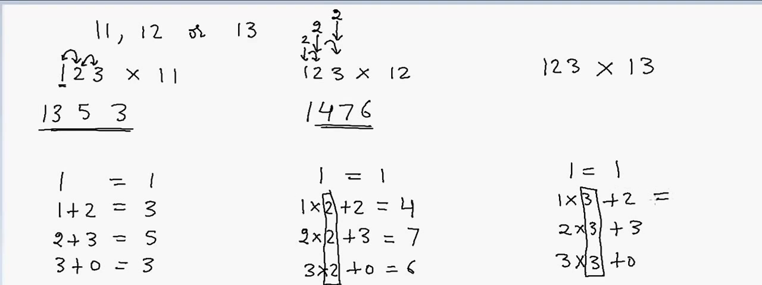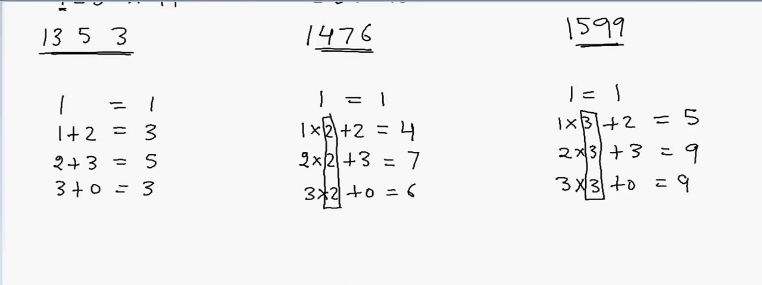So if I add these numbers, it will be 5, 9 and 9. So the answer will be equal to 1599. So that's how I'll multiply any number by 11, 12 or 13. So let's do another example.